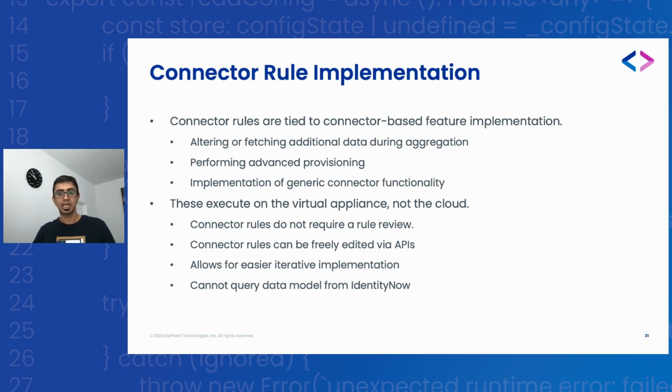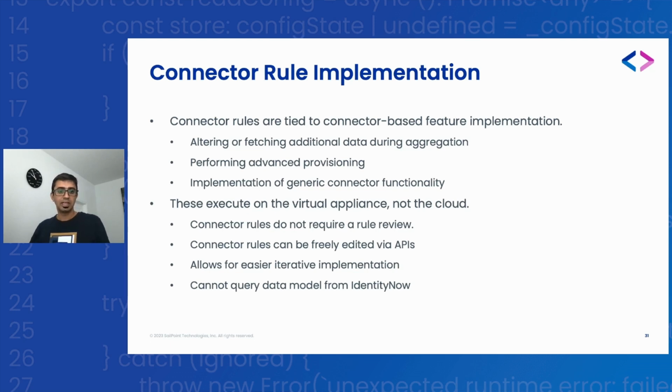So these connectors actually rely quite heavily on the rules, right? Because these generic connectors like database or web service don't come with the default provisioning. The connector only provides a template, but then we need to implement the provisioning through the rules. And these rules are executed on the virtual appliance, so they don't execute on the cloud, and they don't have any access to the cloud data model.